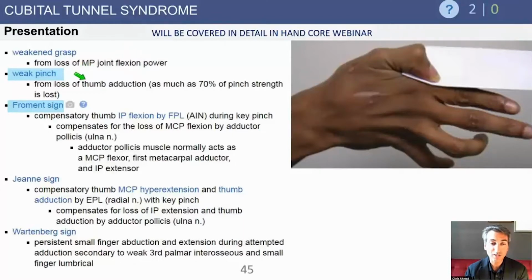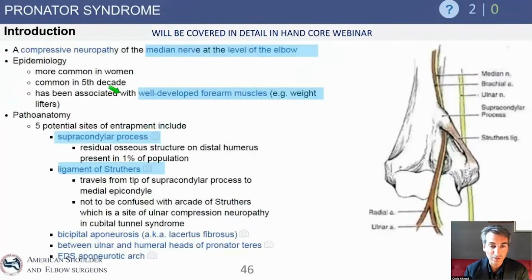And the Froment sign is interesting. That's a compensatory flexion of the finger. So when you go to pinch a paper with your thumb against your index finger, you will cause your thumb to flex instead of being able to adduct it. Your adductor will not be working. So that's a classic sign. That's probably the most fun to test on and will show up in your exams.